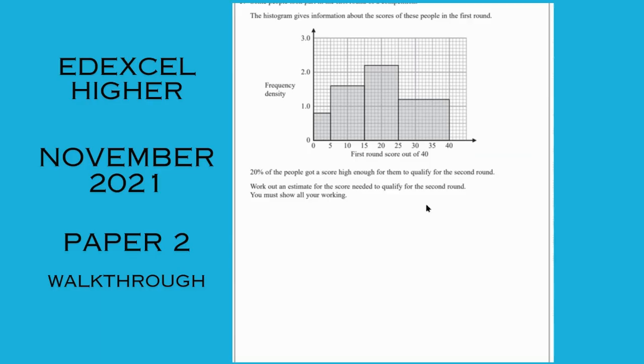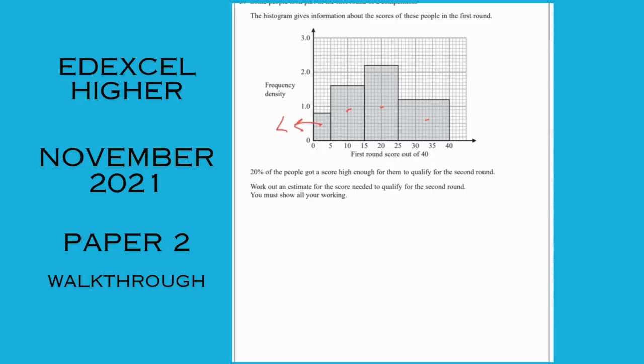Number 17, good old histogram, and it's drawn for us, so no need to muck around. So the key to it all is frequency means area. So work out the area. On my worked answers, I call them A, B, C, and D. Do whatever you want. The fact is, this first rectangle is a width of 5, height of 0.8.